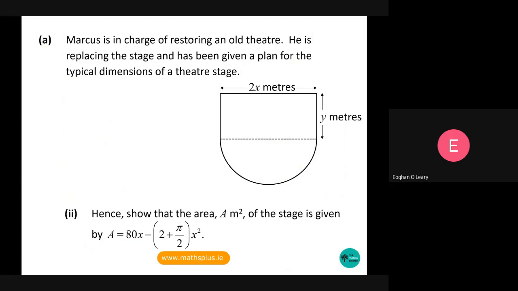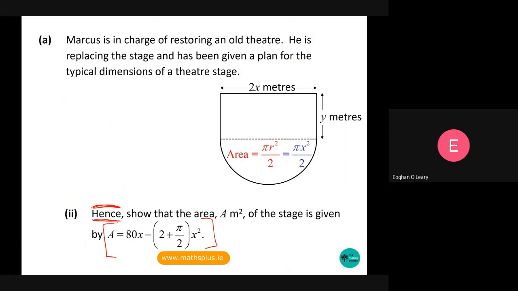Hence, so as soon as we're seeing hence, we're thinking to ourselves, right, we're going to use that first answer. Even if we didn't figure it out correctly, we're going to use it to show that the area, A meters squared of the stage, is given by our formula here. Area is equal to 80x minus (2 plus pi over 2) x squared. Okay, so let's have a look at it.